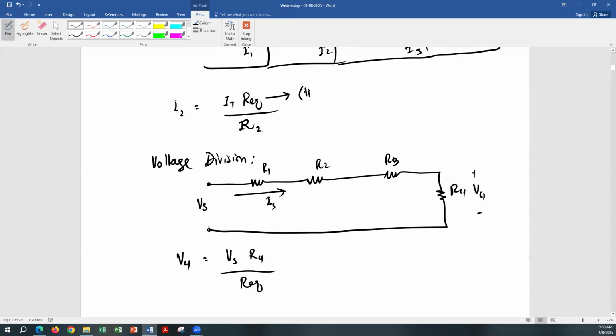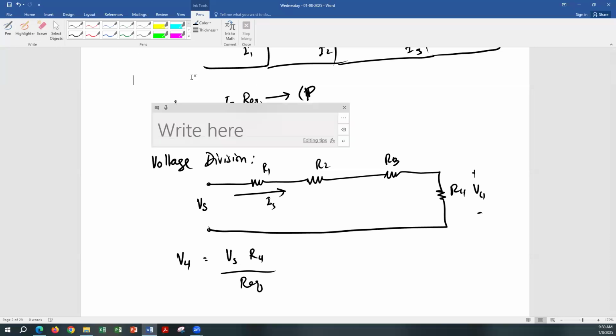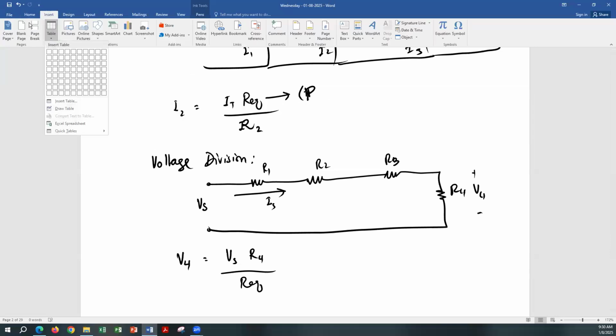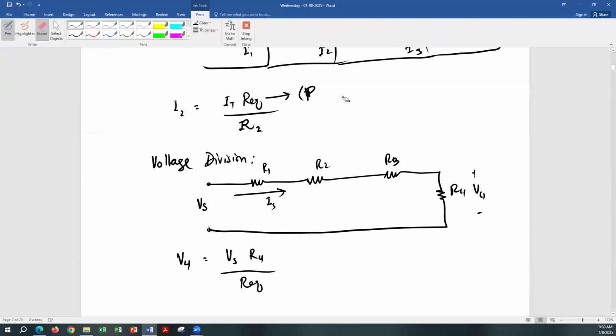So this is parallel R equivalent, I'll just write down parallel, and this is series R equivalent. So keep that in mind, just don't confuse them. But you can see the relationship between the two equations is basically you're making this reciprocal. Over there, total current times R equivalent over R2, and here, total voltage times the resistor divided by R equivalent. So they are reciprocal of each other.